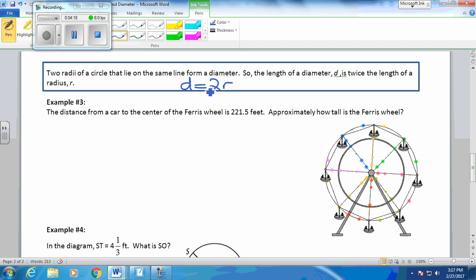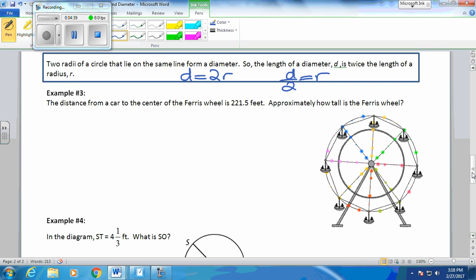You could also solve this one-step equation, or rewrite, transform this one-step equation, where you divide by 2 on both sides. So you would now say D divided by 2 also equals R. So we're going to keep referring back to those two relationships to help us answer the following questions.